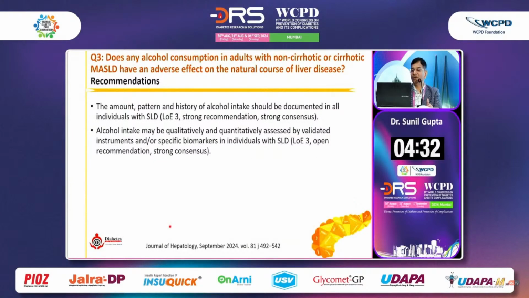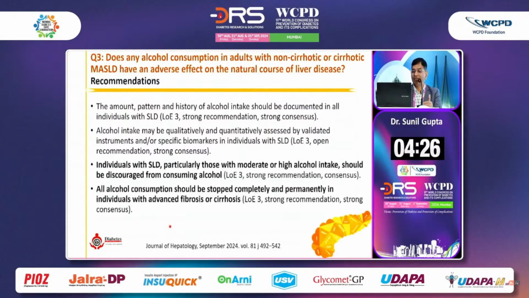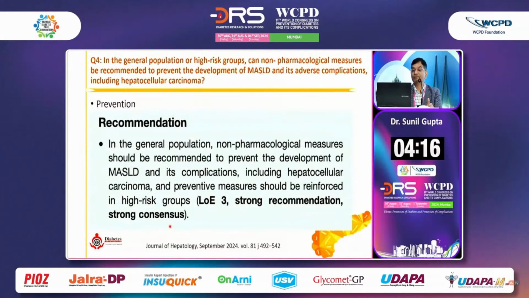Does any alcohol consumption in adults with MASLD affect the natural course of the disease? Yes, individuals with SLD, particularly those on moderate or high intake, should be discouraged, and those who already have fibrosis should stop completely. In the general population, high risk group, can non-pharmacological measures prevent MASLD? Yes, it has been recommended that exercise and diet control will be helpful.